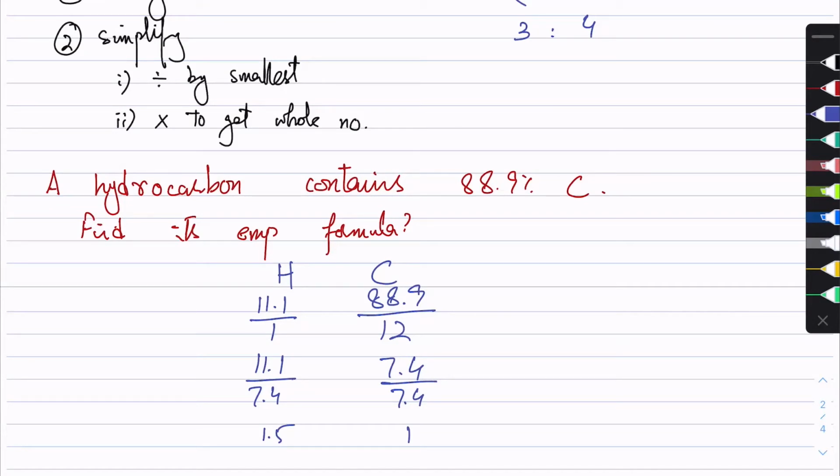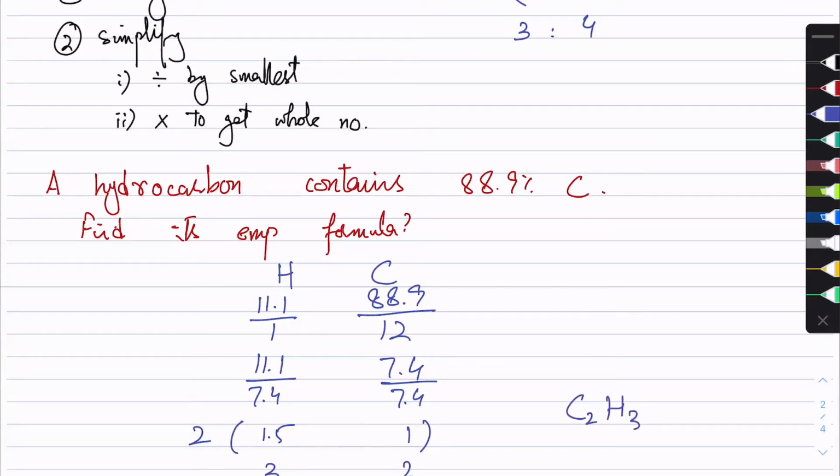Now, I don't have a whole number, but what I can do is double it. If the first strategy doesn't work, try the second strategy, double the whole thing. If I do that, I get this whole thing multiplied by 2. So this is 3, this is 2. So my answer is going to be C2H3.